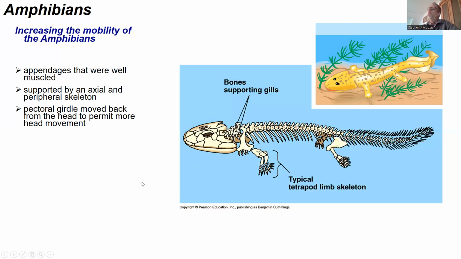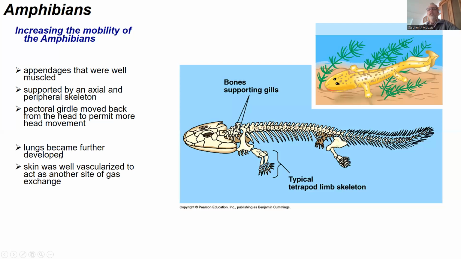Besides increased mobility of the amphibians, lungs became further developed. So it wasn't just gulping air anymore. And skin was well vascularized so that gas exchange could take place between the atmosphere, which by Paleozoic time was rich enough in oxygen to allow for diffusion of air through wet skin to blood vessels. That's another site of gas exchange.